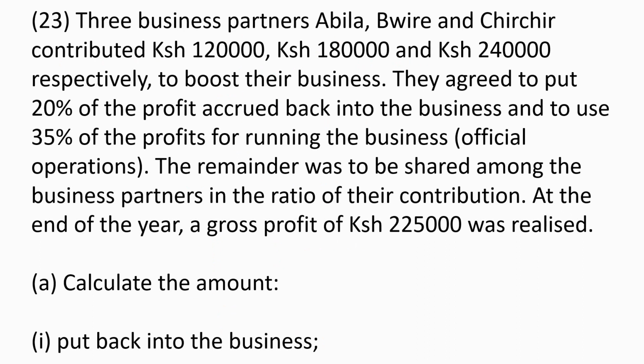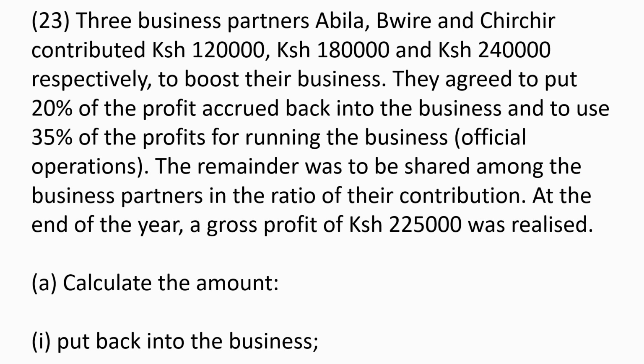Question 23. 3 business partners, Abila, Bwire and Chirchir, contributed 120,000, 180,000 and 240,000 Kenya shillings respectively to boost their business. They agreed to put 20% of the profit accrued back into the business and to use 35% of the profits for running the business official operations. The remainder was to be shared among the business partners in the ratio of their contribution. At the end of the year, a gross profit of 225,000 Kenya shillings was realized.